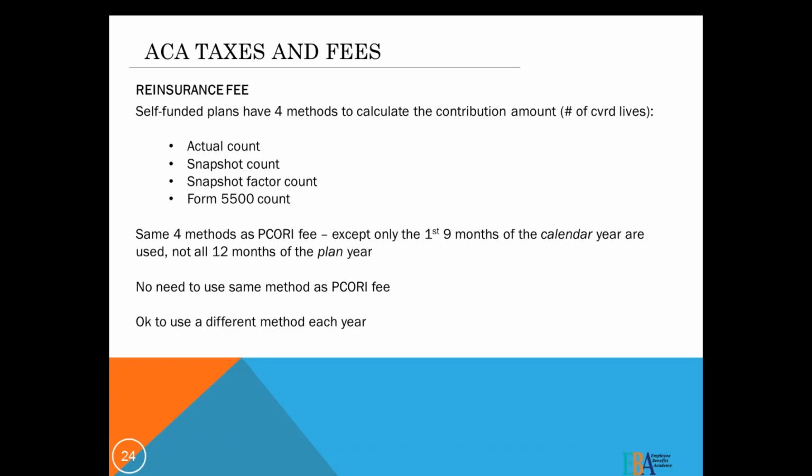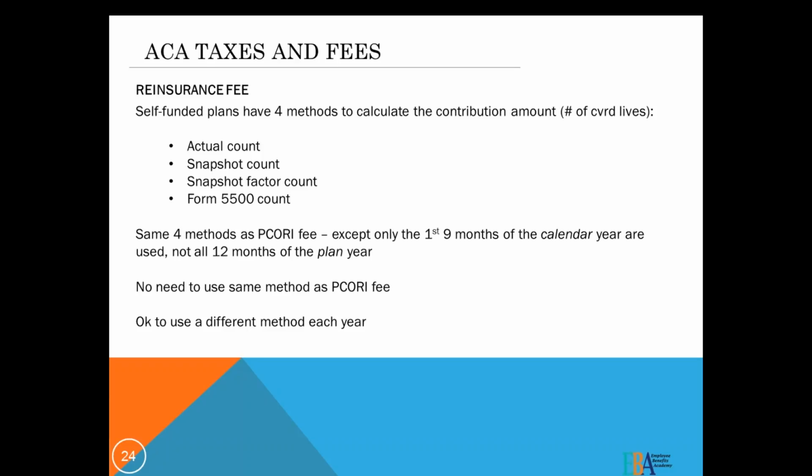And as I noted earlier, the data for the number of covered lives is only collected January through September of each calendar year, so the plan start date or end date really is irrelevant here. The government annualizes the fee based on the number of covered lives in the first 9 months of the calendar year. This is very different than the PCORI fee, when the number of covered lives was determined based on all 12 months of the plan year.